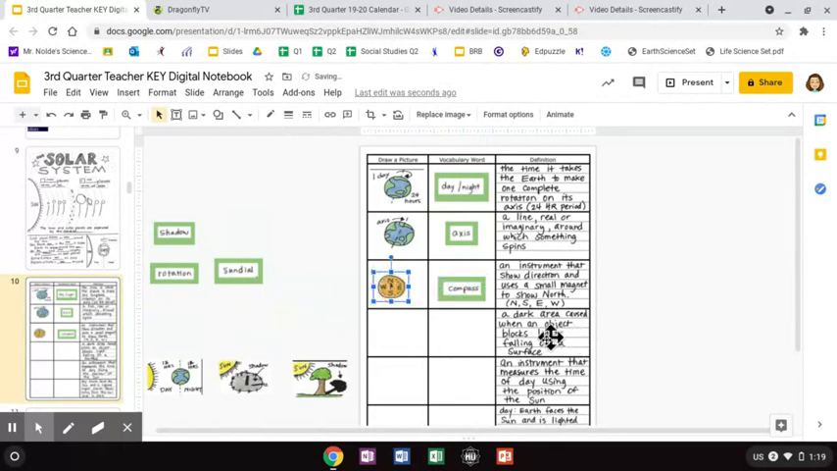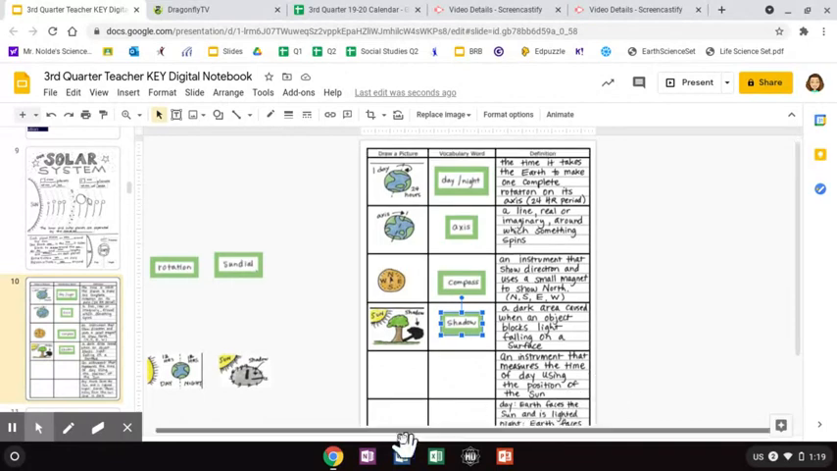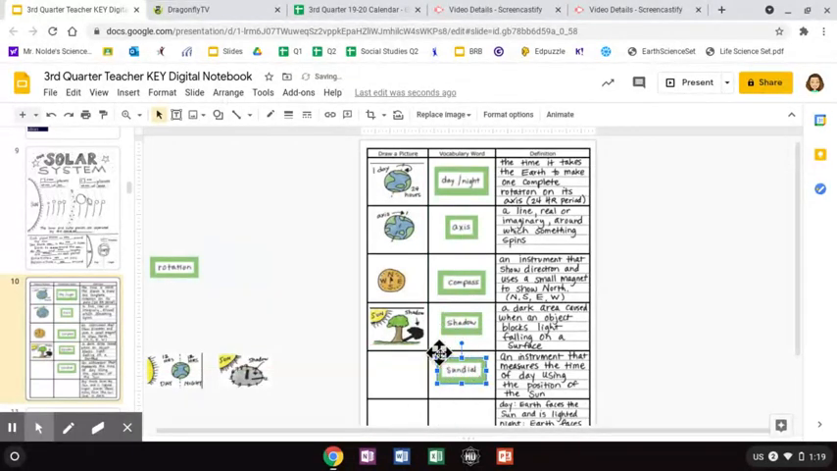A dark area caused when an object blocks light is a shadow. So here's a picture for a shadow. And that's going to become important in a couple of weeks whenever we look more at shadows. All right, an instrument that measures the time of day using the position of the sun. So this is a sundial. And again, when we look at shadows, we're going to take another look at how sundials work and what they are. So you'll get a better feel for that.